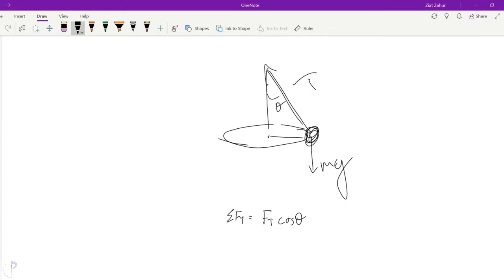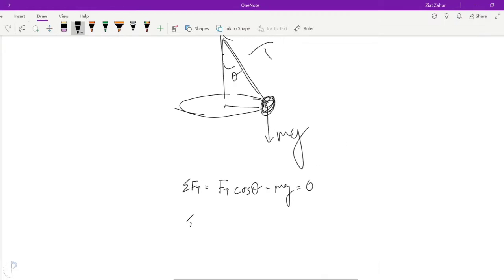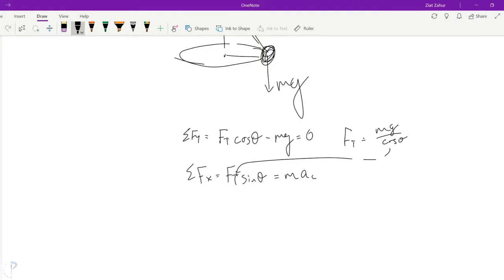Ft cosine theta minus mg equals 0, and then in the x-axis we have just one force, tension times sine of theta. I keep using t. Tension times sine of theta is equal to m ac. So we just have to figure out what tension is, plug and chug, and solve for ac. Yeah. Tension is mg over cosine theta, and then plug and chug and solve.